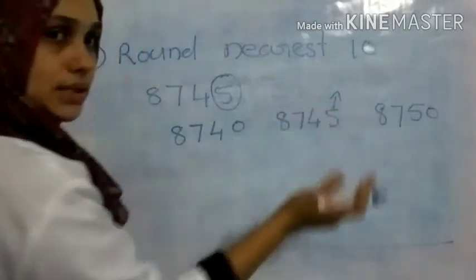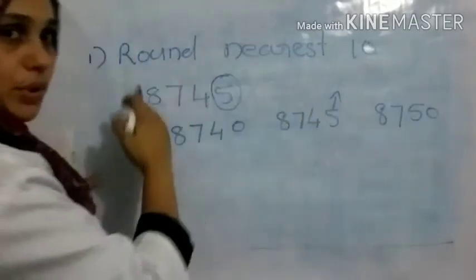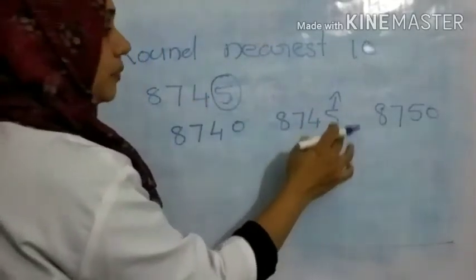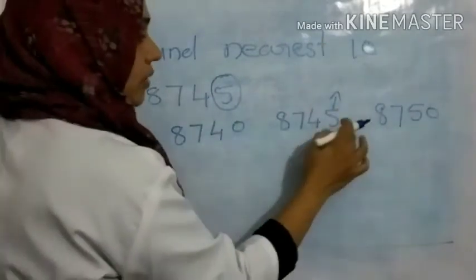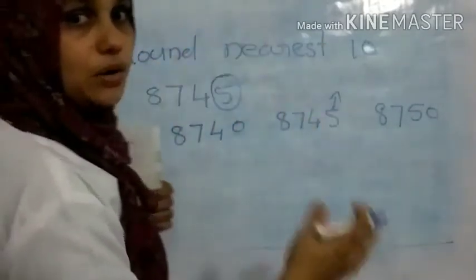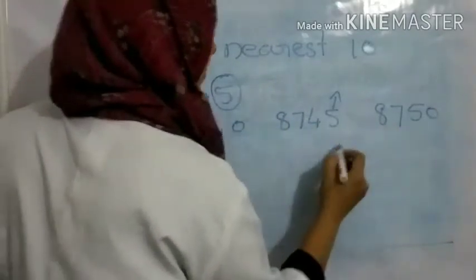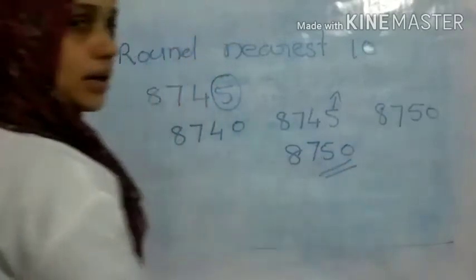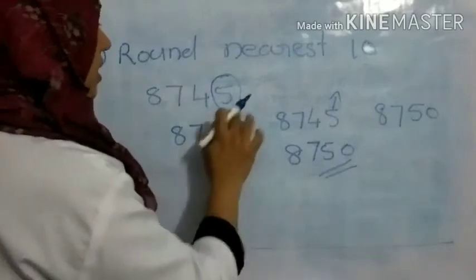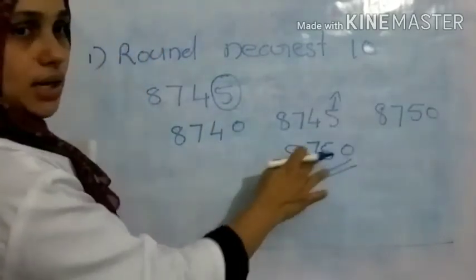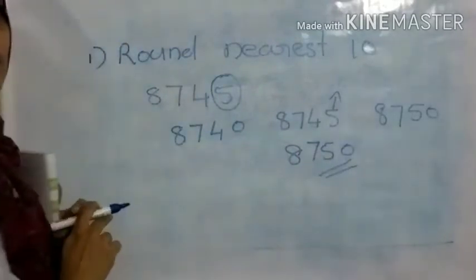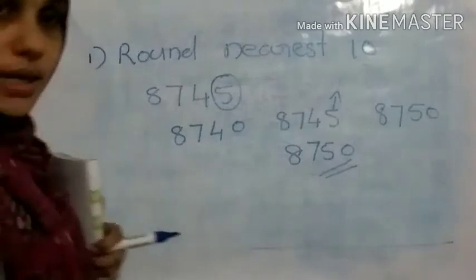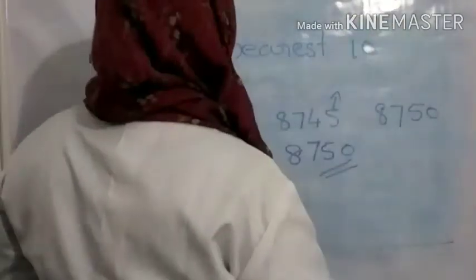If the ones place digit is less than 5, we round to the previous multiple of 10. But if the ones place digit is more than or equal to 5, we round to the next multiple of 10. Then what is the next multiple? 8,750. This is the right answer. We round this number to 8,750. This is rounding to the nearest 10. Okay. Then next nearest 100.